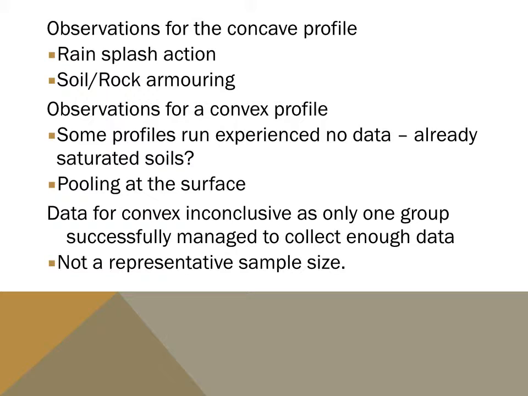Initial observations towards the concave profile showed rain splash action. This forms the initial stages of sediment entrainment, detaching small sediments that become transported downslope by surface water flow. We also experienced soil armouring, which generally tends to decrease the amount of soil loss and erosion from a catchment. This, however, is unproven in our results due to the initial problems in recording the convex profile data, meaning comparisons between the two were difficult.